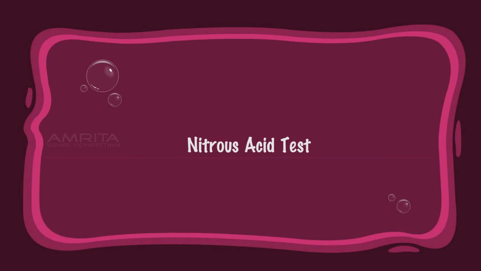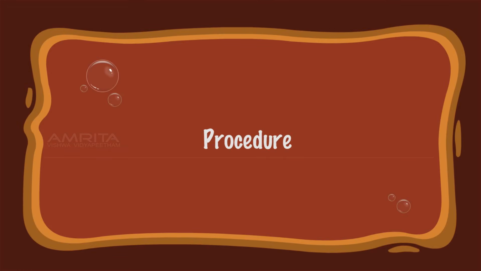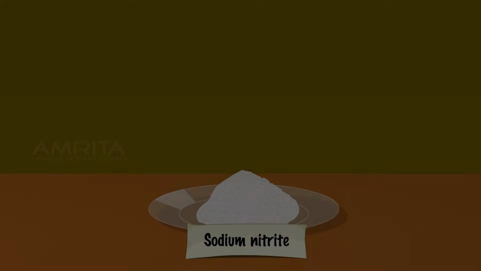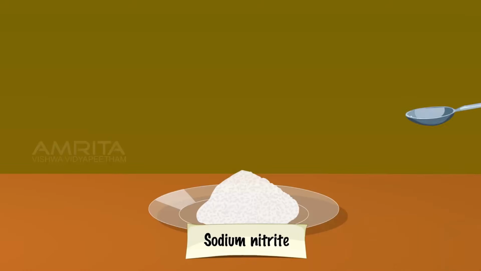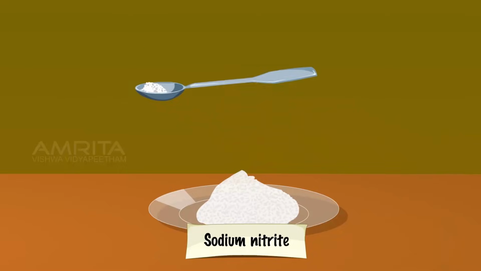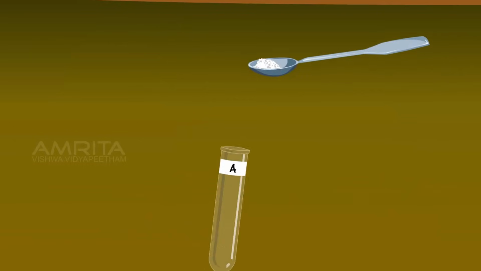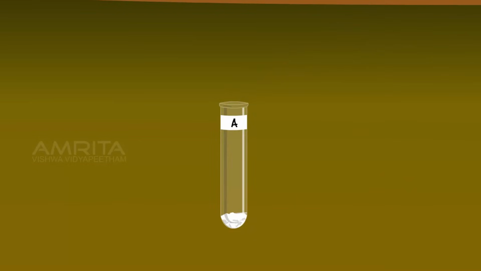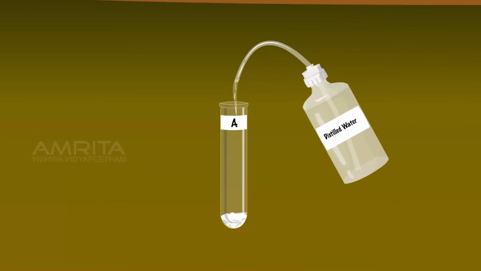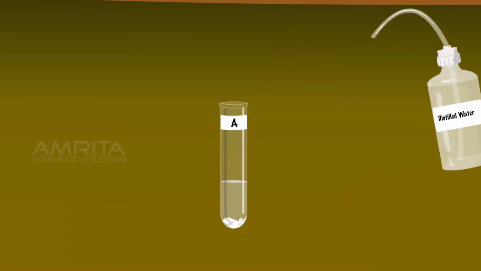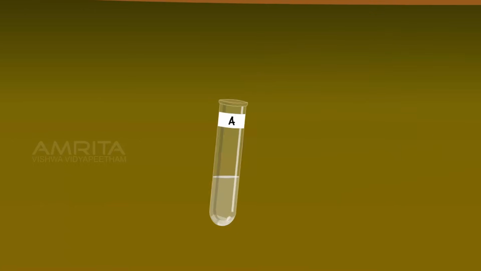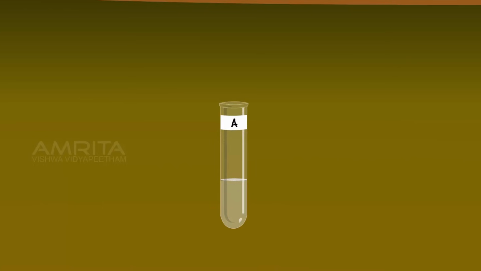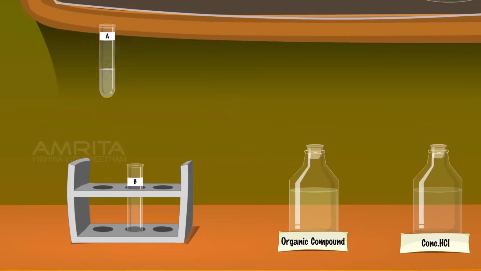Nitrous acid test. Procedure. Take a small quantity of sodium nitrite using a spatula. Take the test tube A. Transfer sodium nitrite into test tube A. Pour small quantity of distilled water to it and shake the test tube well to dissolve sodium nitrite. Place the test tube in the rack.